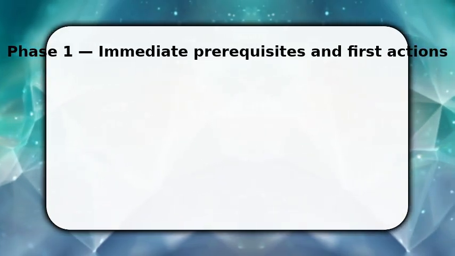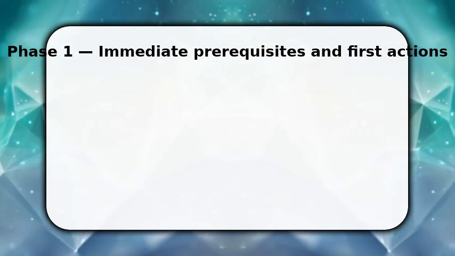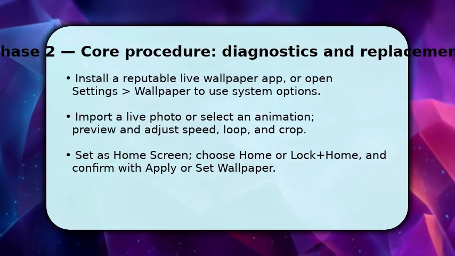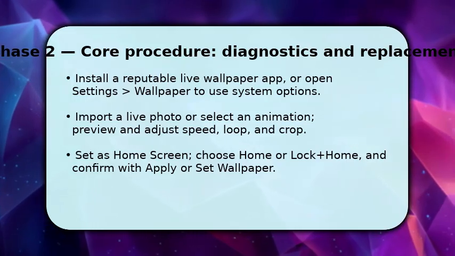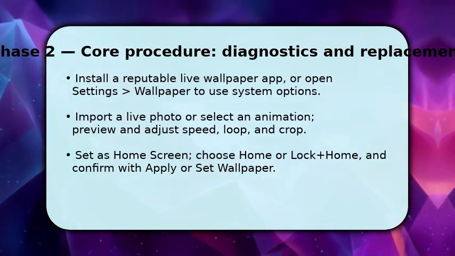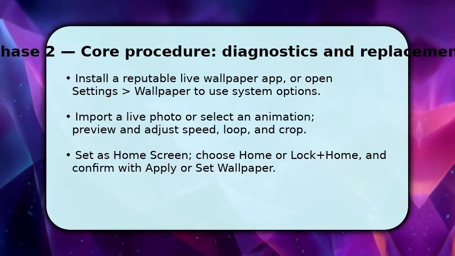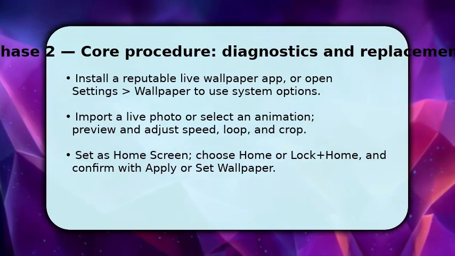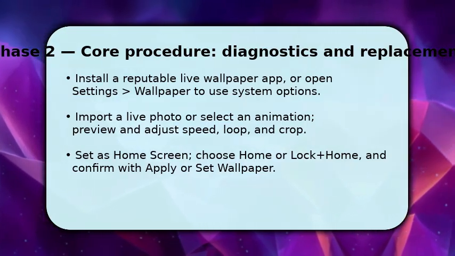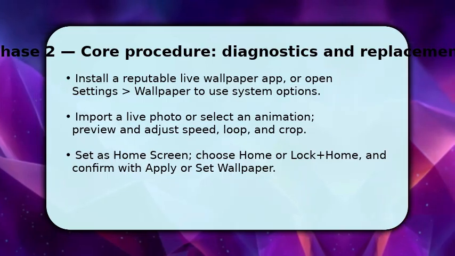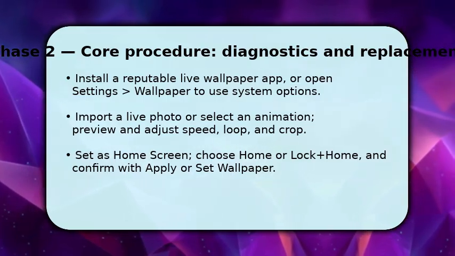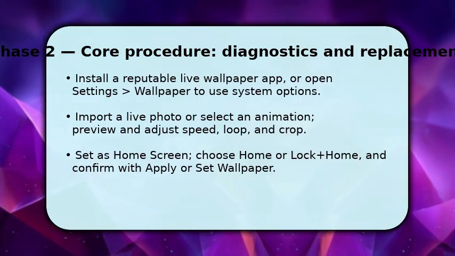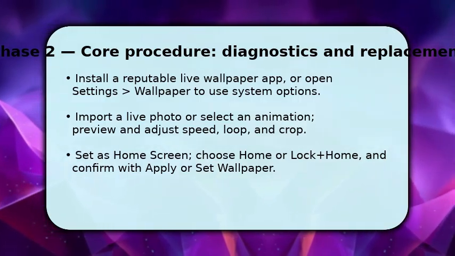Next, install a reputable live wallpaper app or open your system settings and go to Wallpaper to use built-in options. You import a live photo or select an animated pack, then preview it. Make adjustments to speed, loop behavior, and cropping so the motion looks natural on 16:9 screens. Once satisfied, tap Set as Home Screen or choose Lock plus Home if you want both. Confirm with Apply. This writes the image and animation into system wallpaper storage, so it runs smoothly.